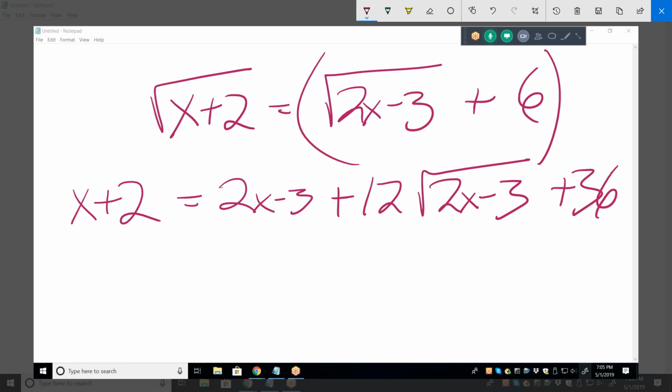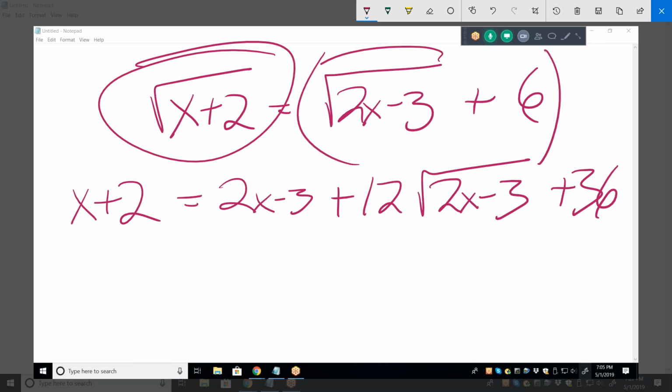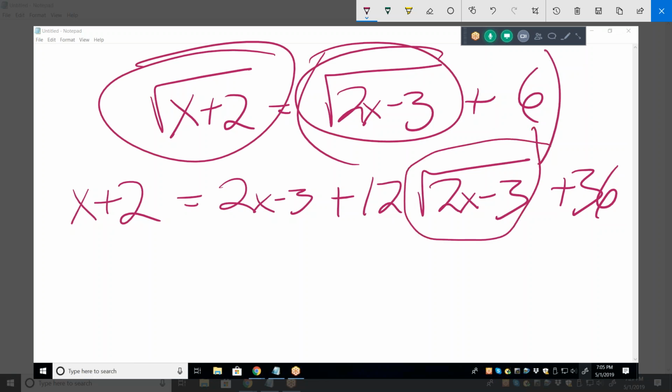Good. Now, notice that we have taken 2 radical signs and reduced it to 1 radical sign. That's the key. Because what we're going to do is isolate this radical sign. We're going to get rid of everything else by moving it to the other side. And then we're going to square both sides again. And that's how you would solve these.